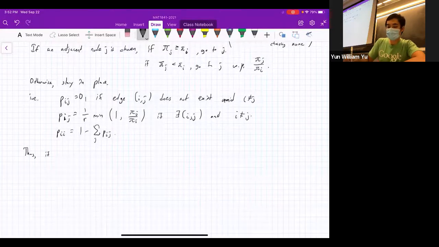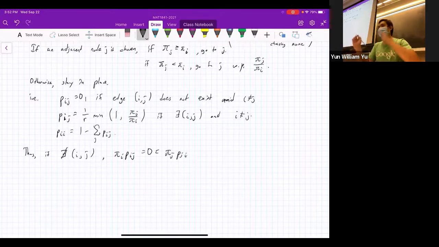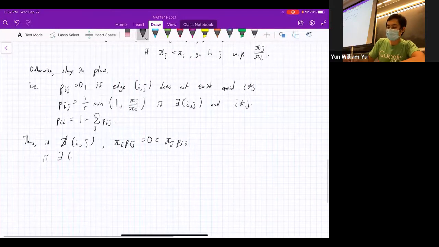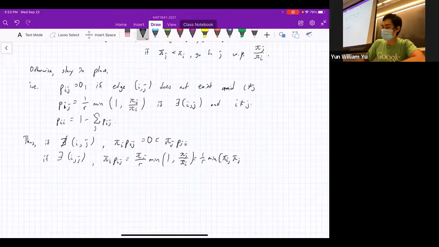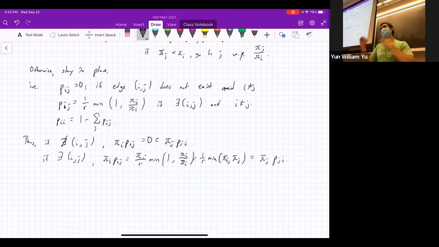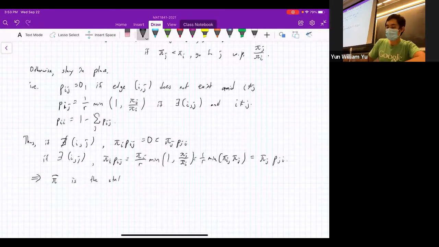What we get is, if there does not exist an edge ij, then pi i P ij is equal to 0, which is equal to pi j P ji. Okay, so that's symmetric, so that's good. On the other hand, if there does exist an edge between the two, then pi i P ij is equal to pi i over r times the minimum of 1 and pi j over pi i, which is equal to 1 over r times the minimum of pi i and pi j. And of course, that's equal symmetrically to pi j P ji. Therefore, because the net flow from i to j is the same as the net flow from j to i, this implies that pi is the stationary distribution of the Markov chain.